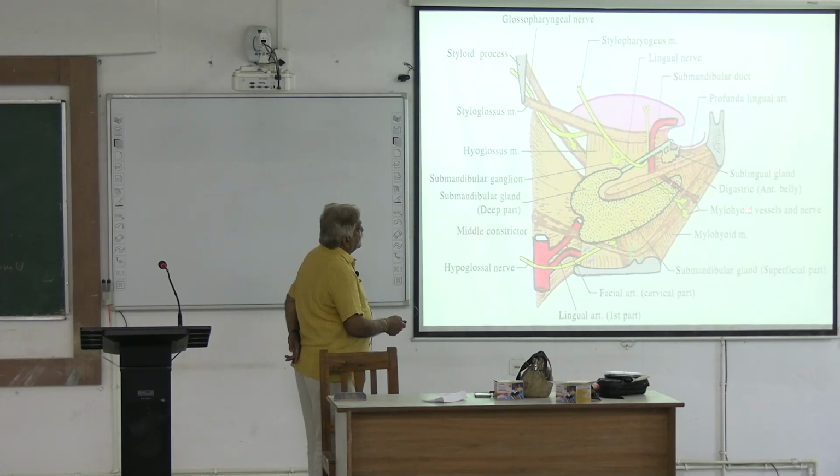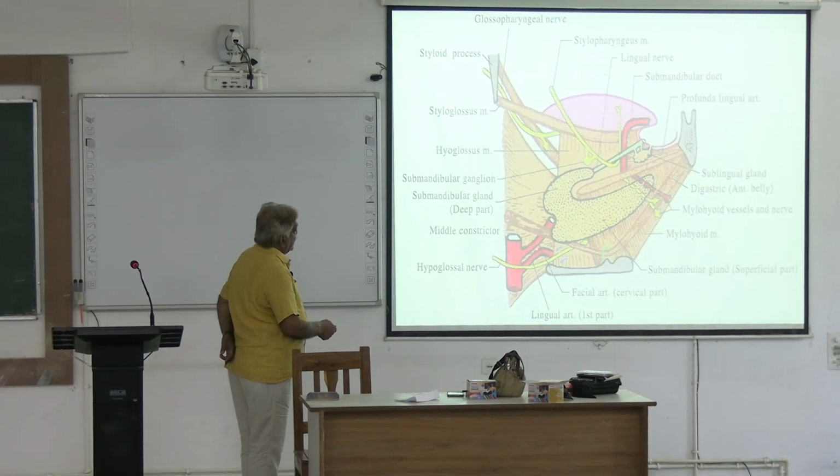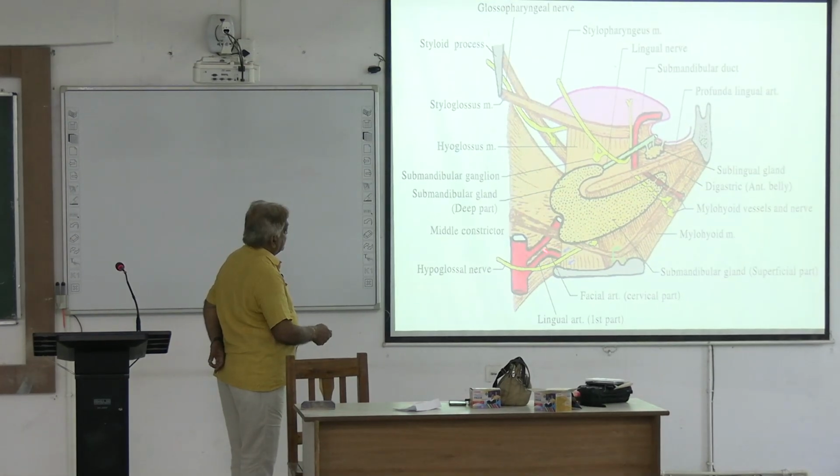The mylohyoid vessels and nerves, mylohyoid muscle, and submandibular gland superficial part. This is the submandibular gland superficial part. The facial artery, the cervical part of the facial artery, and the lingual artery. This is the lingual artery.